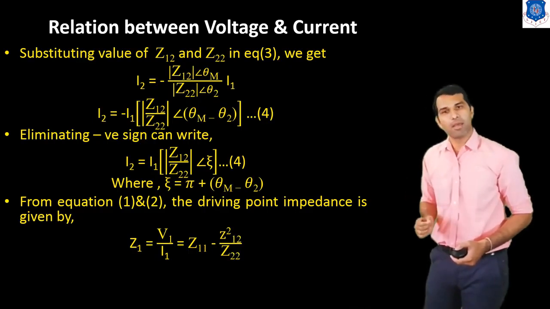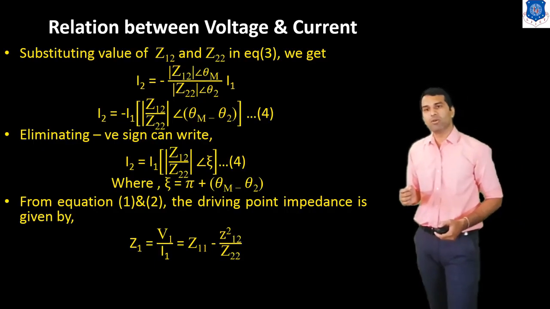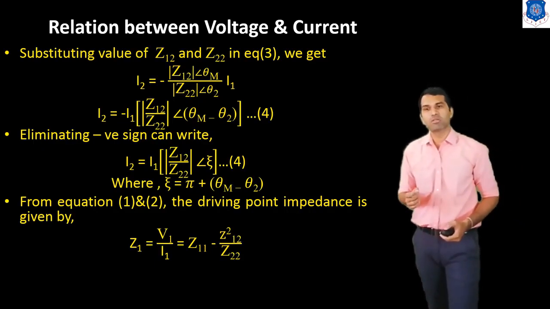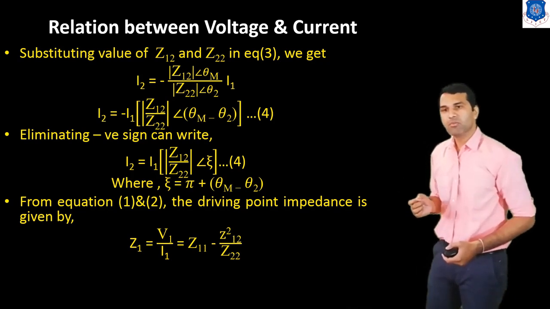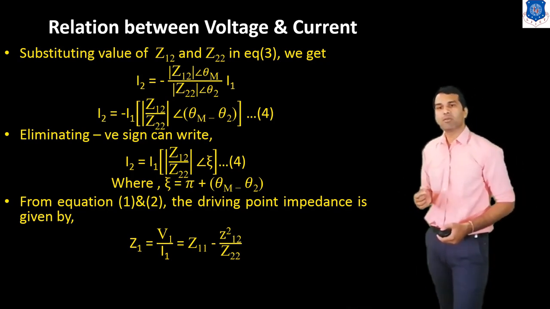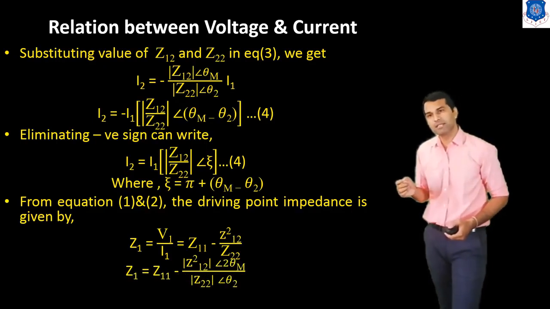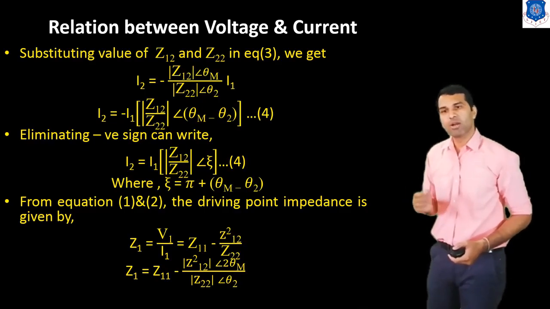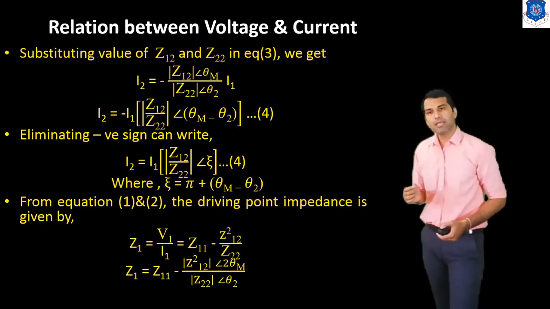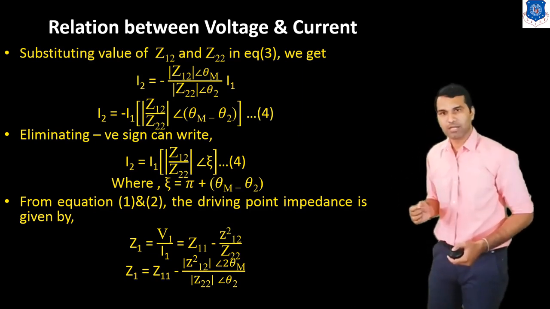V1 upon I1. We have this equation. Now we place the value of this Z1 and I1. So we get Z1 is equal to Z11 minus Z12 square upon Z22. So we can write Z1 is equal to Z11 minus Z12 square angle 2 theta m upon Z22 angle theta 2.